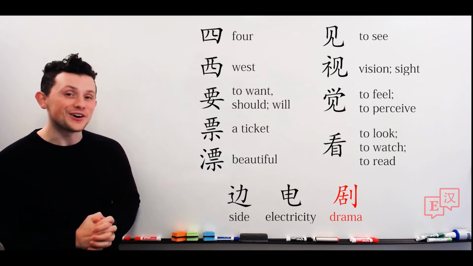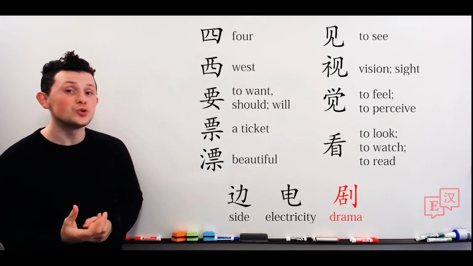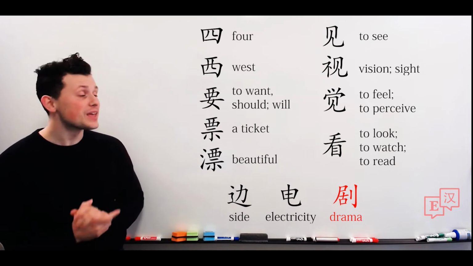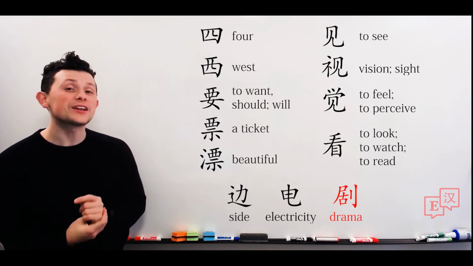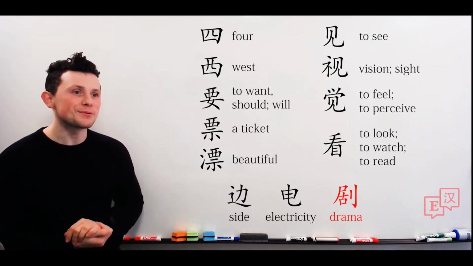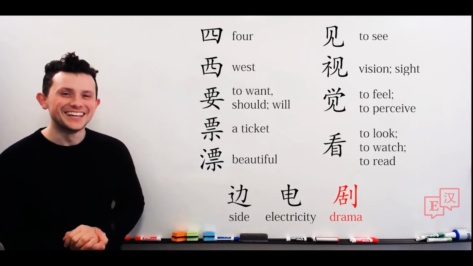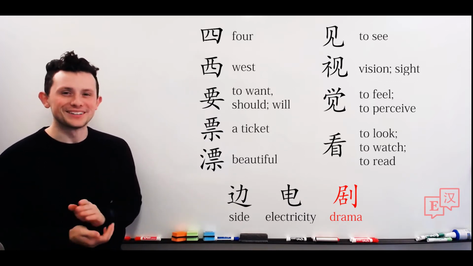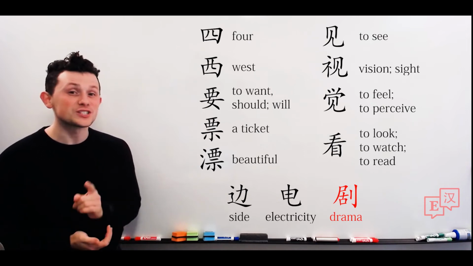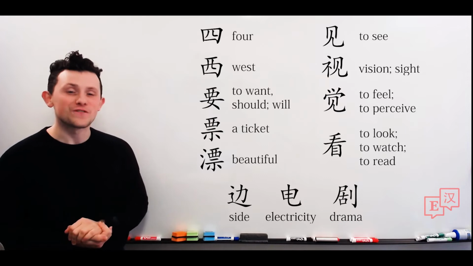Now, the character itself is composed of, on the left, we have 居, meaning a resident or a neighbor. And on the right, we have the radical for dao, which is knife. So when your neighbor comes around with a knife, you know there's going to be drama. That's not the real etymology, but it's fun. 剧, just like sentence. Drama. That is all for our characters.